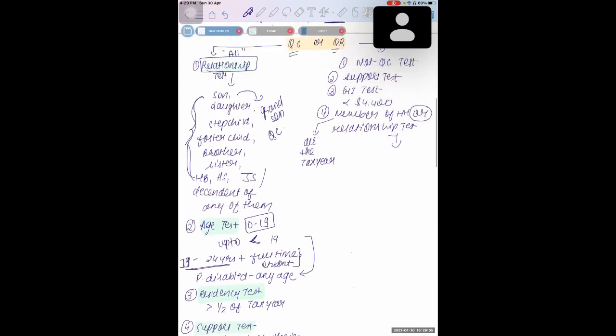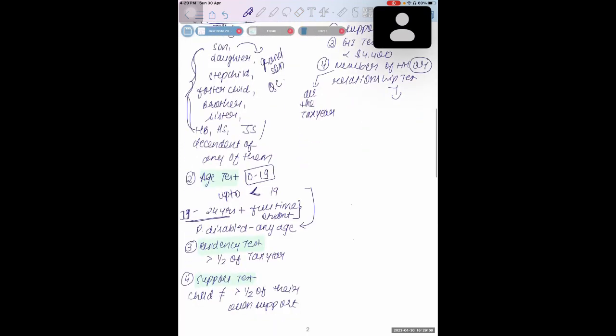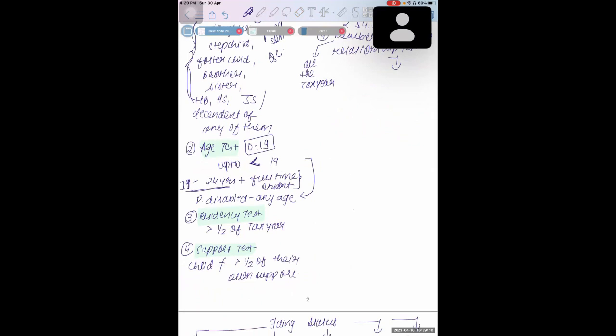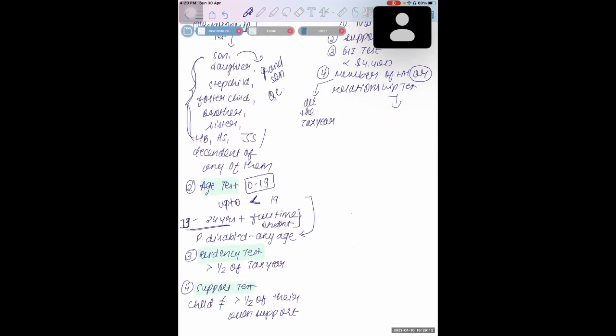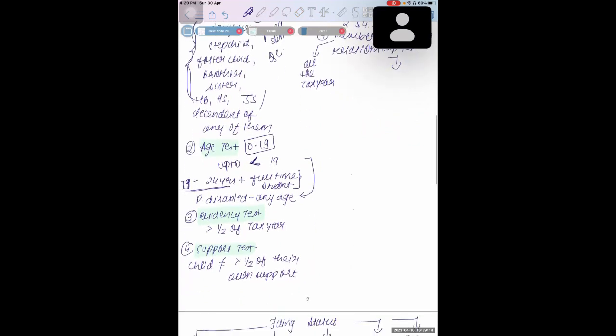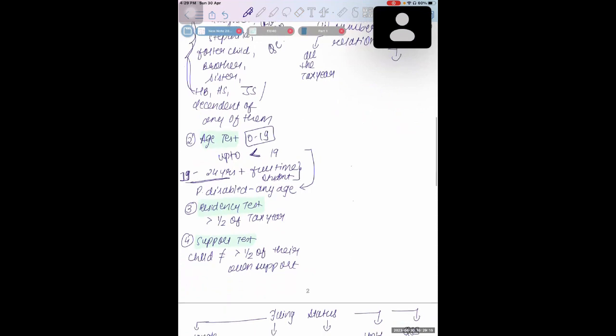Okay. Next, the third one is the residency test, meaning the person whom you are claiming as a child should live with the taxpayer for more than 50% of the tax year. Okay, more than 6 months, I can say they should be living with the taxpayer. That is the residency test.